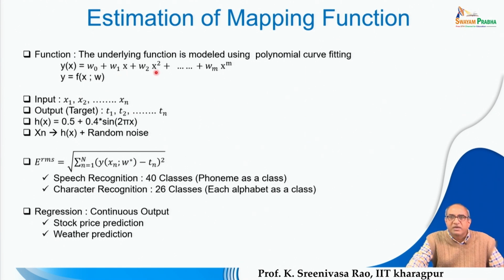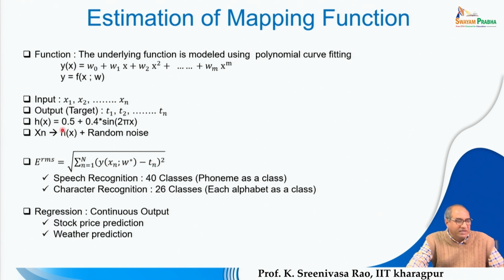And suppose the degree of the polynomial equals 2, then it becomes a quadratic function: w naught plus w 1 x plus w 2 x square. Otherwise, if it is a cubic function, then one more coefficient is considered, that means the order of the polynomial will be 3. If the complexity of the system is very high, we can go for higher orders of polynomial, maybe m equals 10 or 11. Depending on the chosen polynomial order, we can estimate the corresponding output and then find the error.